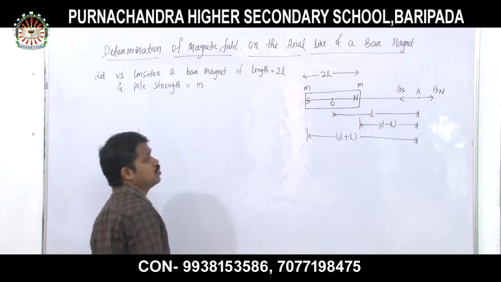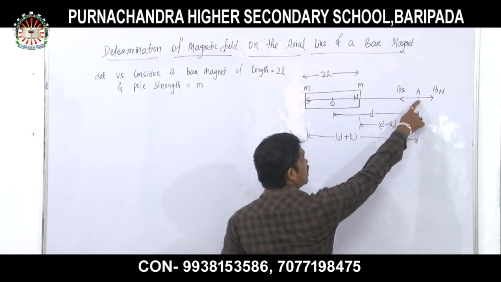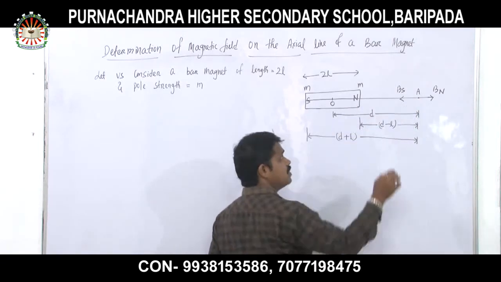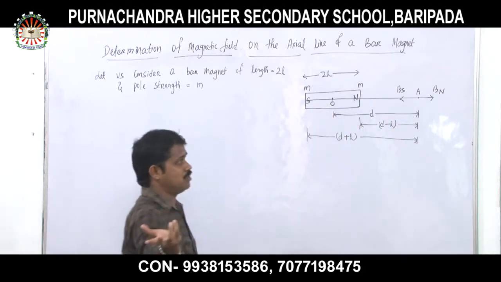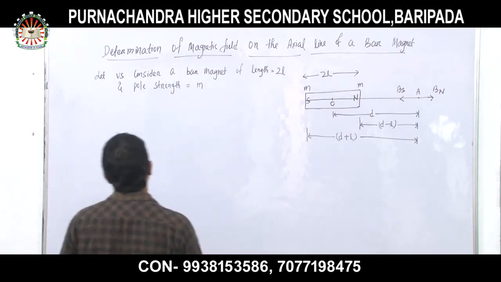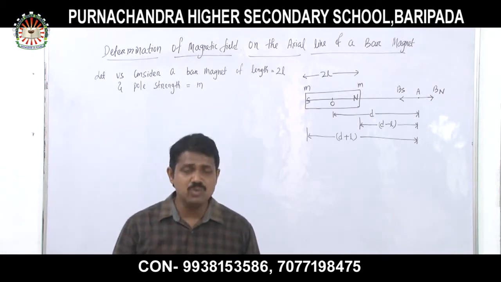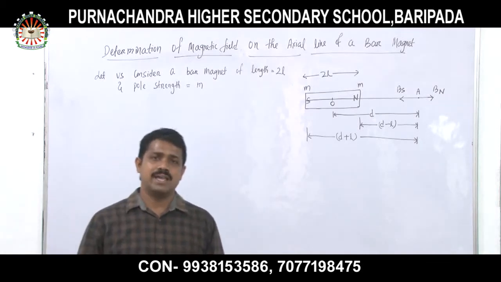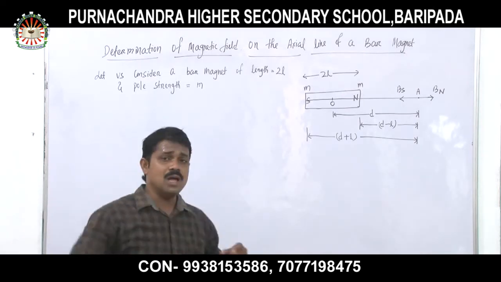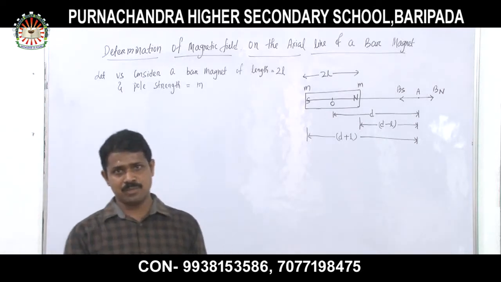One by one, first we have to find out the magnetic field at point A due to the north pole. Next, we find out the magnetic field at point A due to the south pole. Very simple. Then we will find out the resultant. From our previous video lecture we knew that the magnetic field lines emerge out from the north pole and enter into the south pole of the bar magnet outside the magnet. Clear all of you?